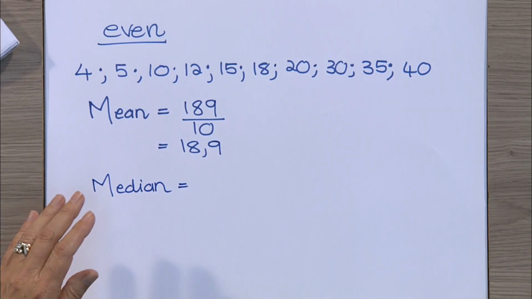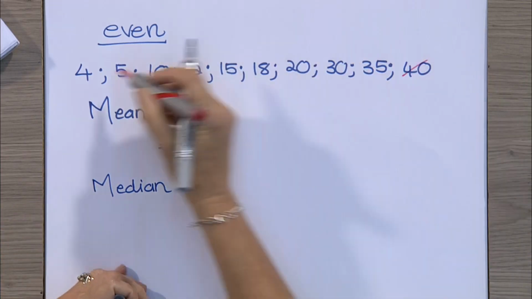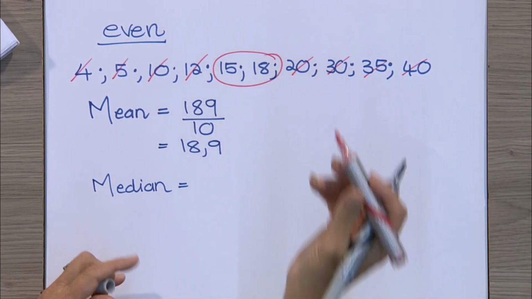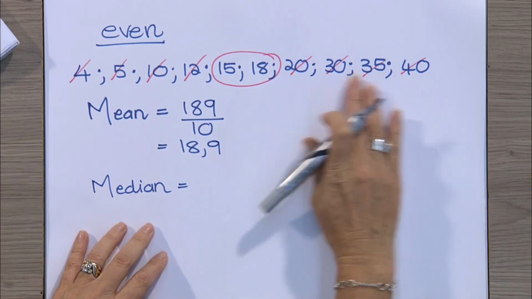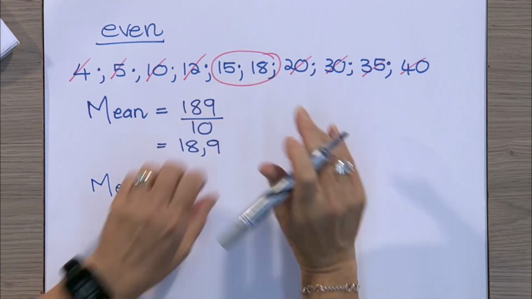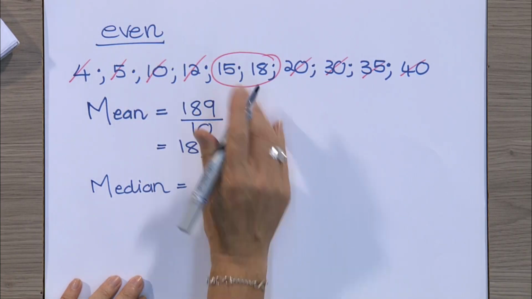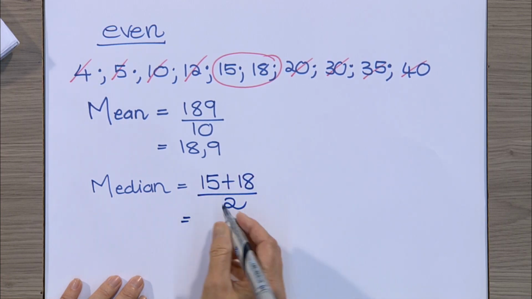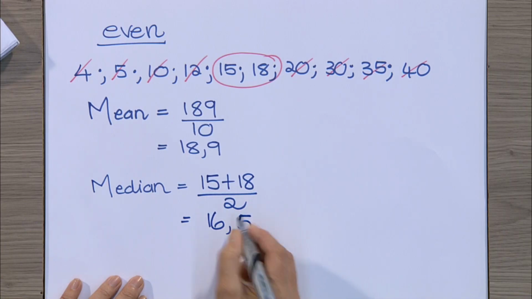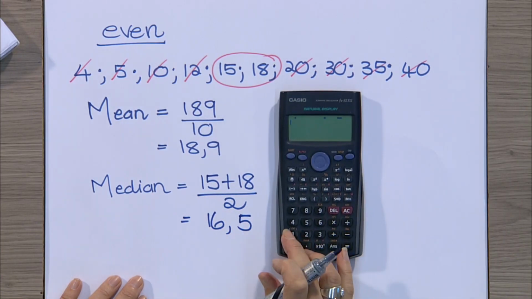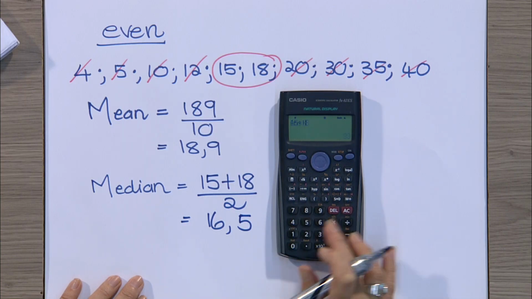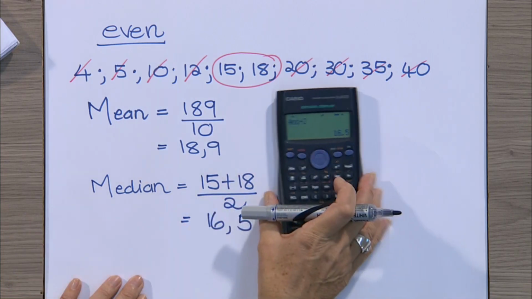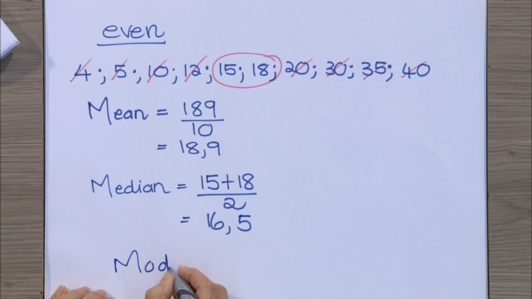All right, median is the middle value of the data set. I see I have 2 middle values now. I have 4 on that side, 4 on this side, 2 middle values. So on an even data set, I will get 2 middle values, 15 plus 18. I will divide them by 2, and I get that the answer is 16.5. So what we do, grade 12, is you say 15 plus 18 divided by 2, and you get the answer is 16.5.